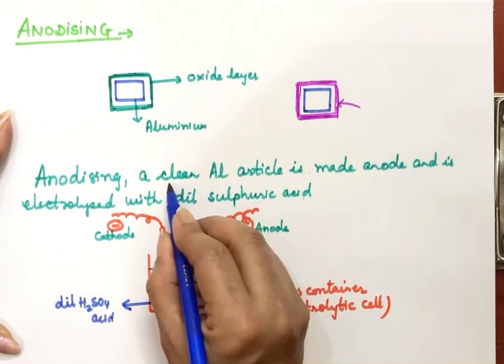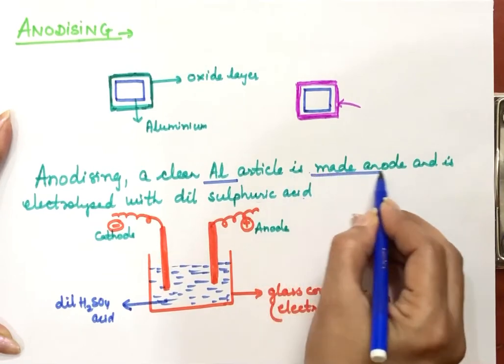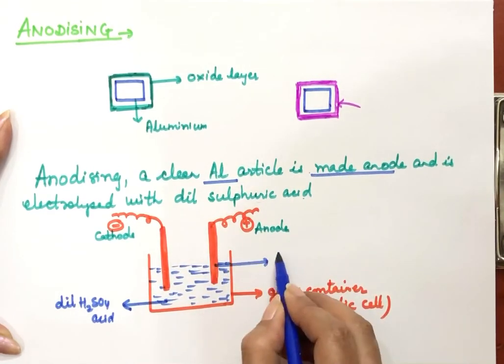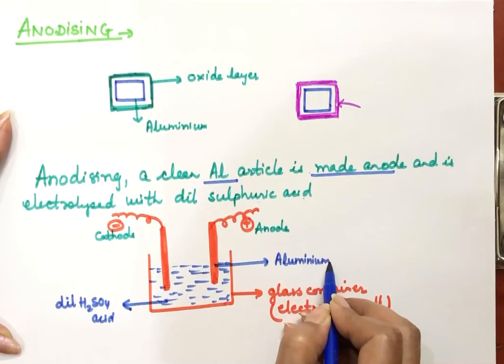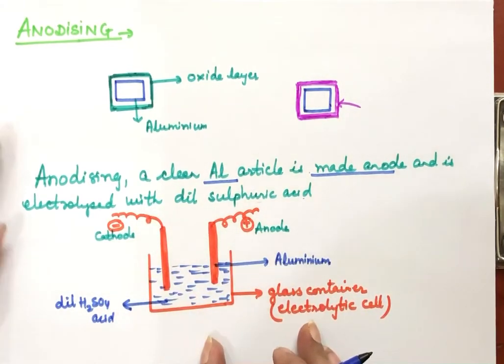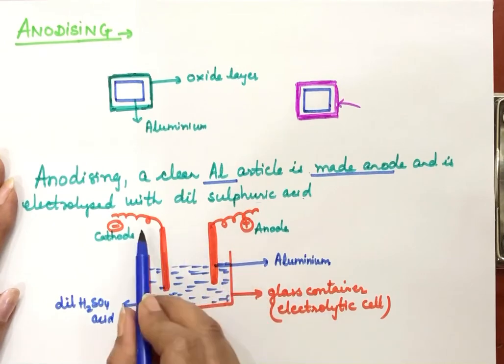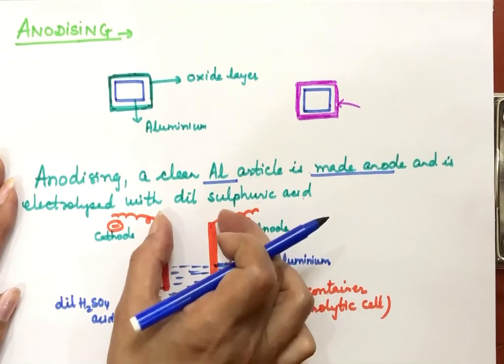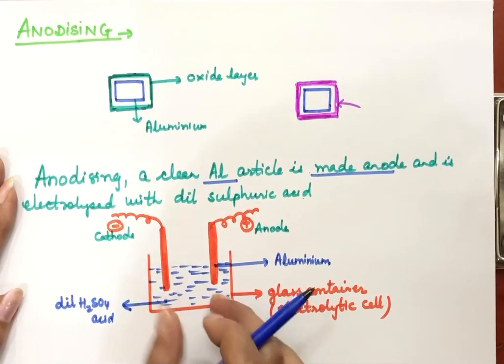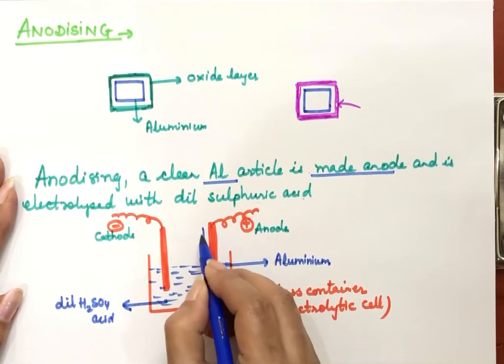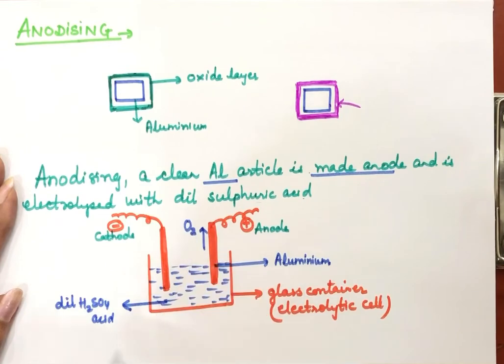And the anode here is aluminium. An aluminium article is made the anode. This is aluminium. And when these two wires are connected to the positive and negative terminal of the battery, what will happen? The current will start flowing into this cell. And as a result of this, what will happen? On the anode, there is evolution of oxygen gas.